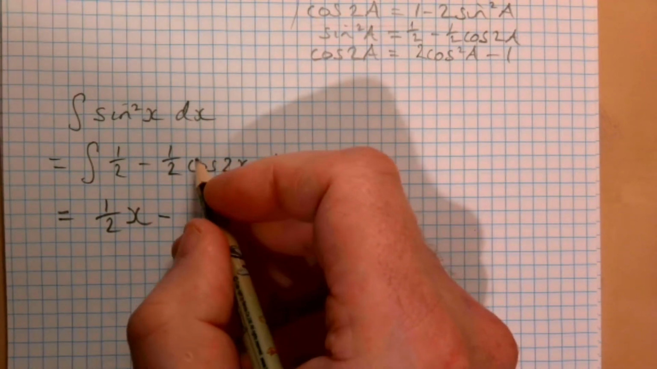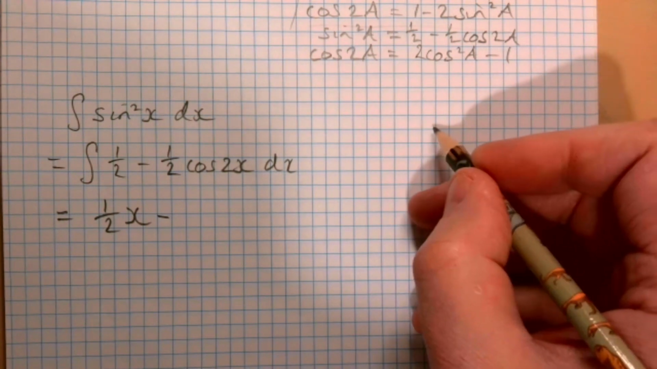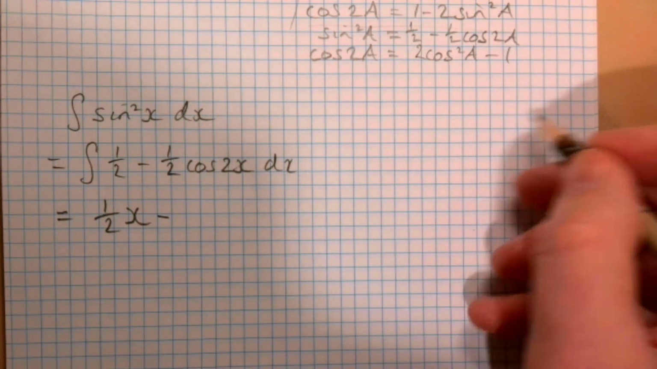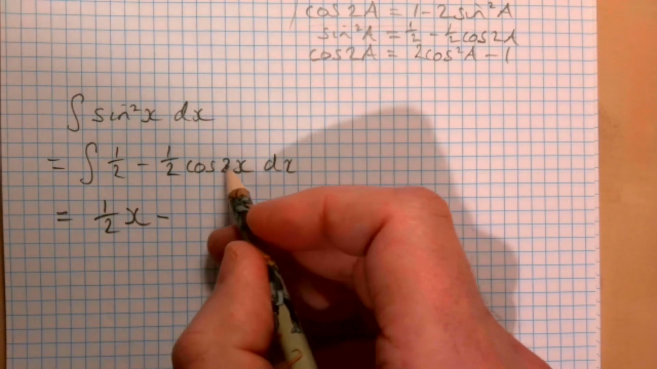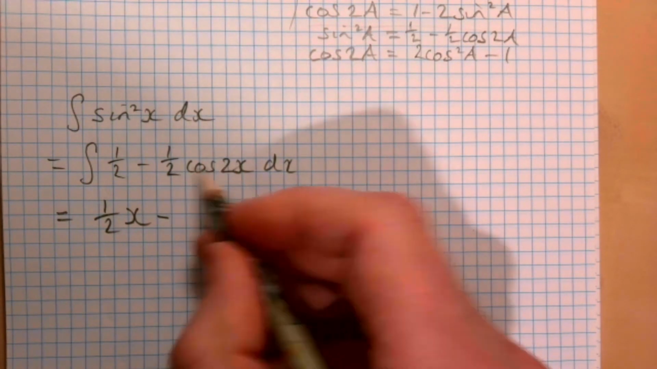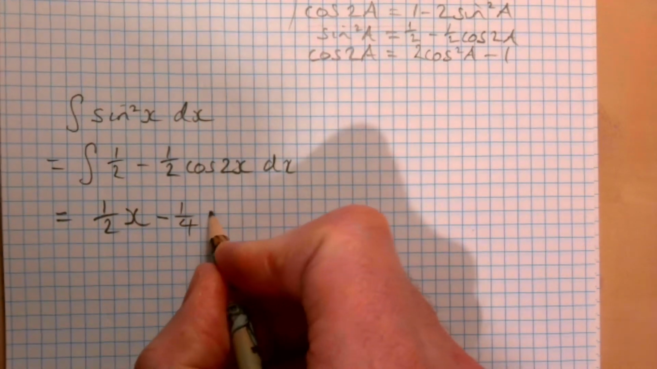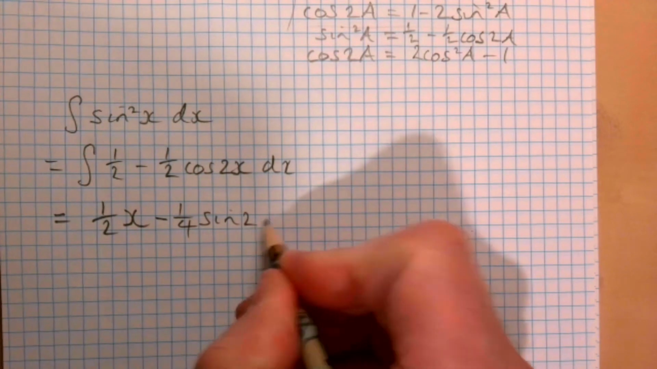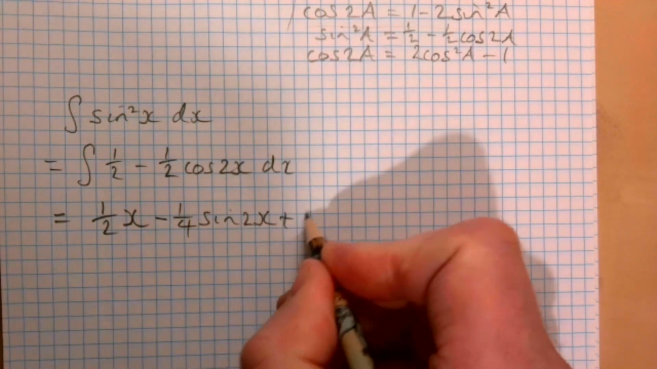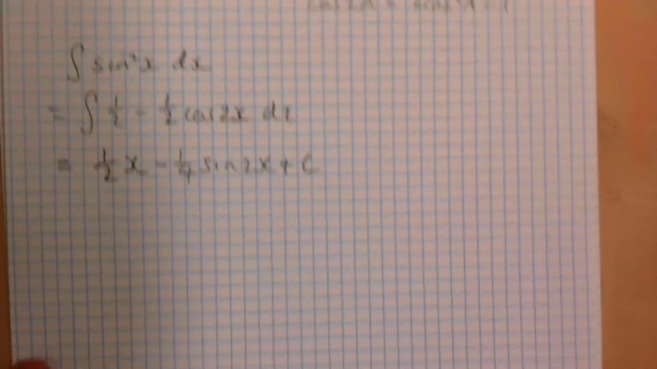And then if I was differentiating, how's your memory for this? If you're differentiating something like sine 2x, you end up with 2 cos 2x. So I tend to remember, if it's a double angle formula and you're integrating, then you're dividing by that 2 rather than multiplying. So it's going to then be minus a quarter sine 2x plus c. So that's how you would integrate sine squared.